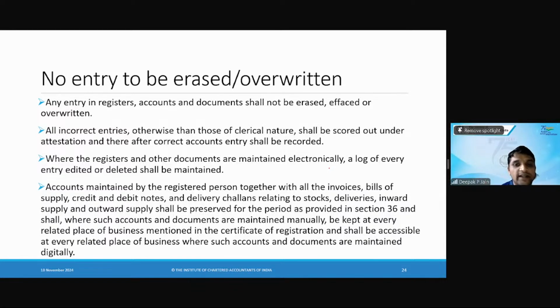Okay. Accounts maintained by the registered person together with all the invoices, bill of entry, debit note, credit note should be preserved as provided in section 36, and where such accounts are maintained manually shall be kept at every registered place of business. Okay. Should be maintained as mentioned and shall be, if it is manually recorded, then it should be mentioned at every place of business.